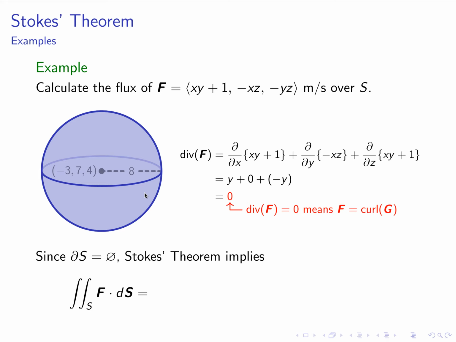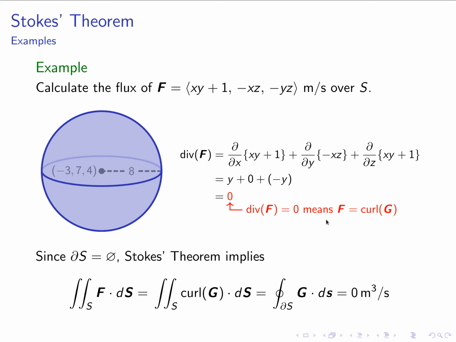So what does Stokes' theorem tell us? Well, the flux of this vector field F is the same thing as the flux of the curl of G, because F is equal to the curl of G. And Stokes' theorem says that the surface integral of the curl of any vector field is the same thing as the circulation of that vector field, in this case G, on the boundary of our surface. But since there is no boundary of our surface, this is forced to equal 0. And just as a reminder, the units here would be volume per second, or meters cubed per second.